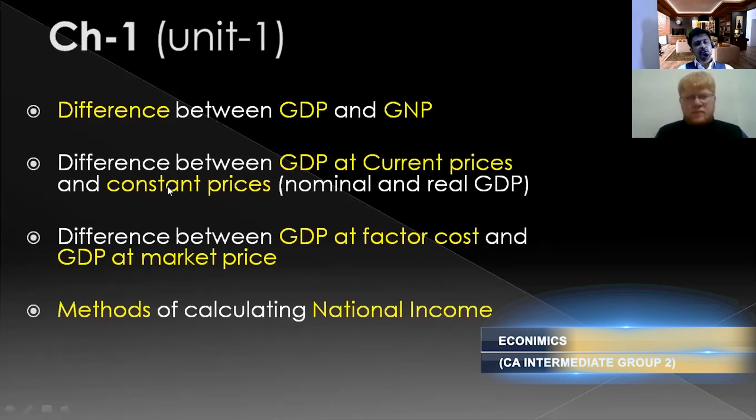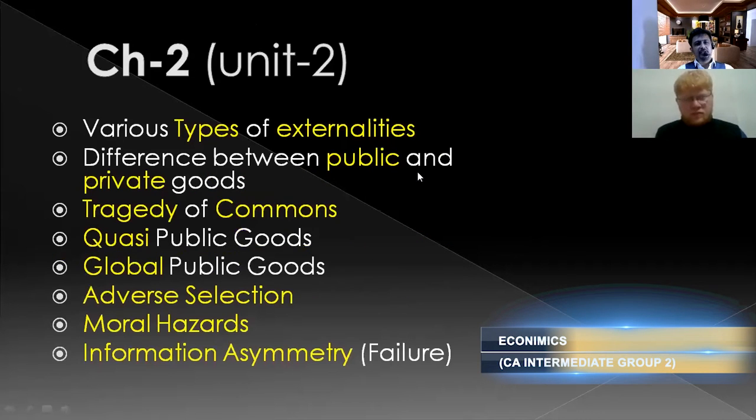Now see, this is the first unit of first chapter. In this unit, the students should prepare the difference between GDP and GNP, followed by the difference between the GDP at current prices and constant prices, which is also known as nominal GDP and real GDP. Then the students should study the difference between GDP at factor cost and GDP at market price. And finally, from this unit, they should study the methods of calculating the national income. So there are 3 different methods: the income method, the expenditure method, and the value added or the production method. Similarly, from the second unit, just a second.